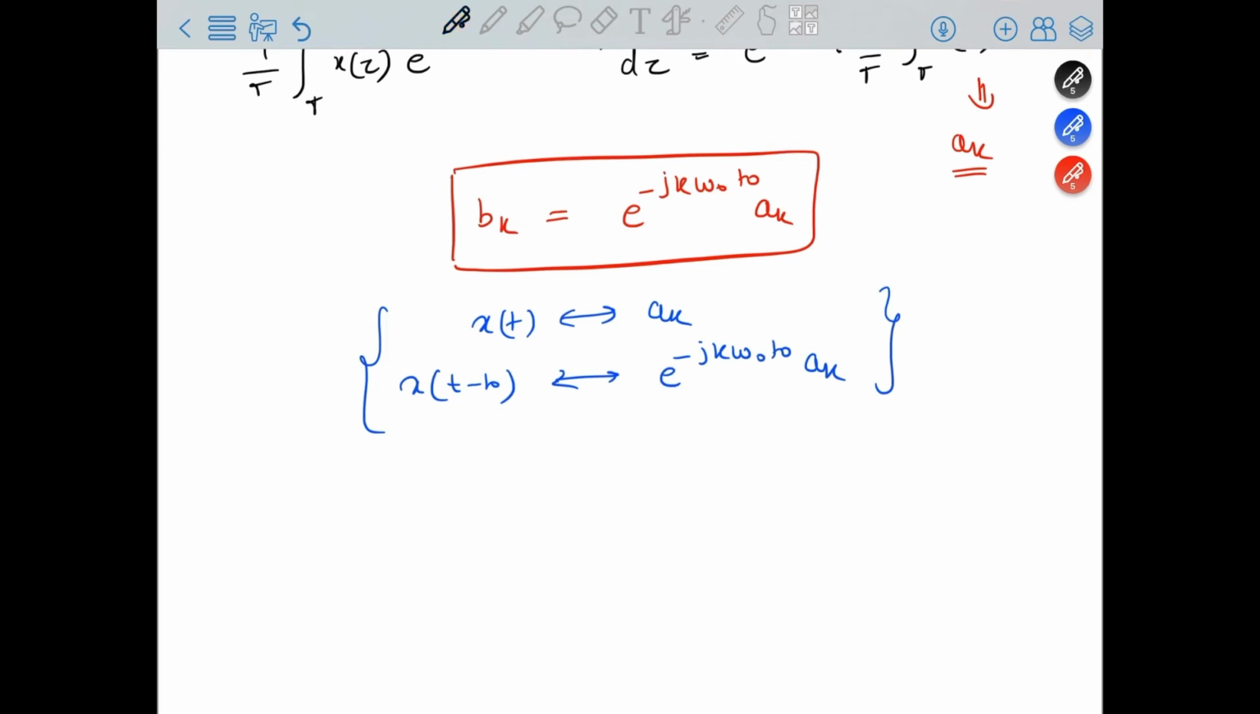Here is one interesting property to note: when a periodic signal is shifted in time, the magnitude of its Fourier series coefficients remains unchanged. So, the mod of b k will be equal to mod of a k. So, the magnitude will not change and it is preserved. Next, we will discuss the property of time reversal.